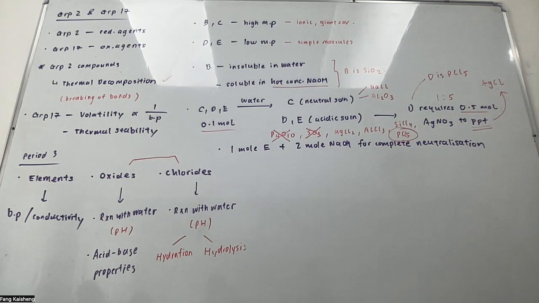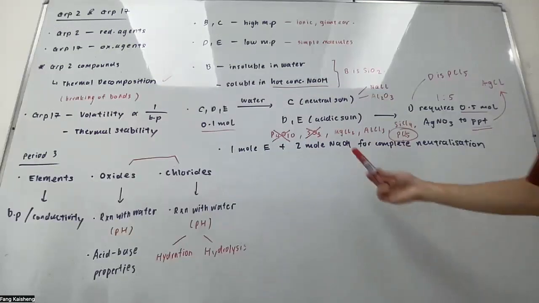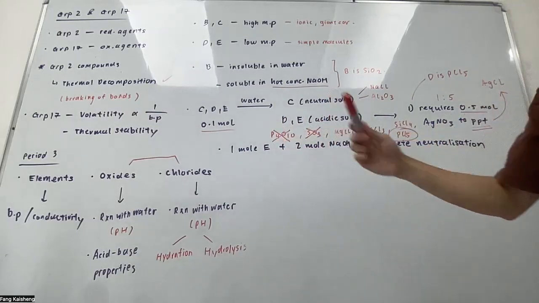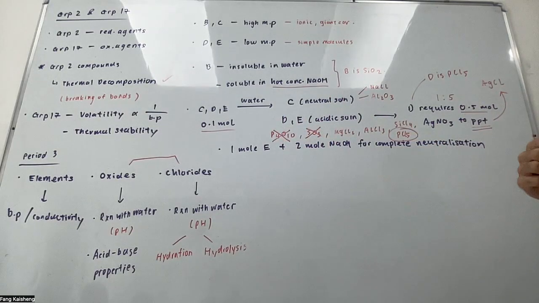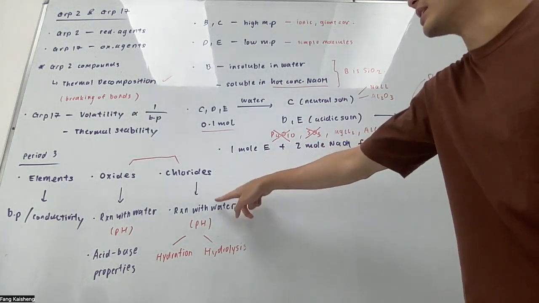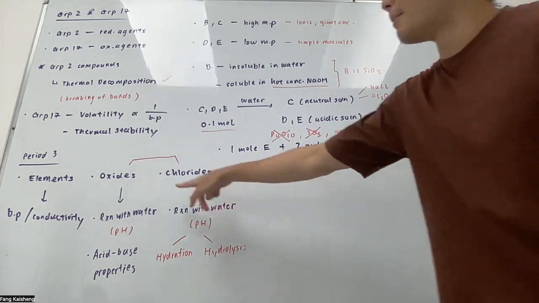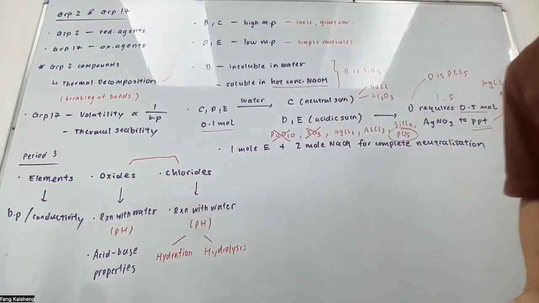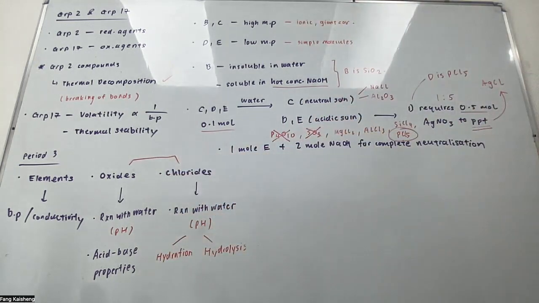Hey guys, for E, the most important clue is down here, because E can be any one of these, including the oxides. What could E be? It requires 2 moles of NaOH for complete neutralization. Which one of these can react with NaOH? Look at chlorides versus oxides. For chlorides, I only discussed the reaction with water, but for oxides, there are acid-base reactions. So clearly, it has to be one of the oxides.